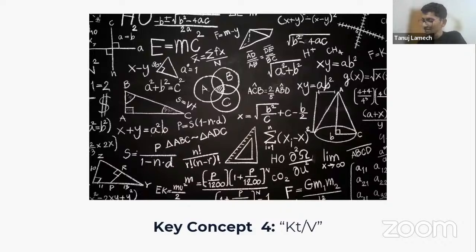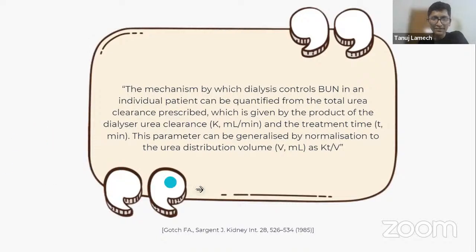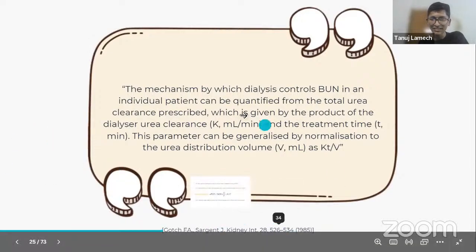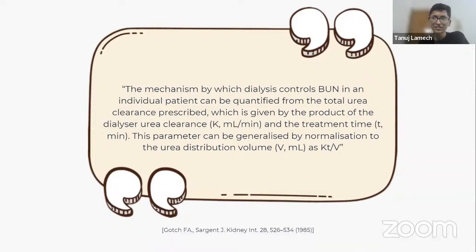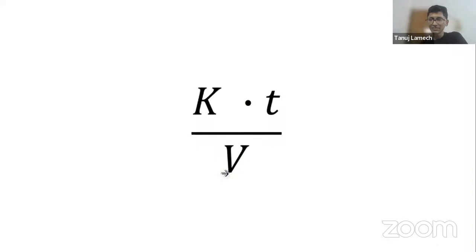So now we come to this complex concept of KT/V, or what is clearance. This is again from the mechanistic analysis by Gotch and Sargent from 1985. He says the mechanism by which dialysis controls BUN in an individual patient can be quantified from the total urea clearance prescribed, that is the KT/V, which is given by the product of the dialyzer urea clearance K and the treatment time T. This parameter can be generalized by normalization to the urea distribution volume V. So we'll see what that means.